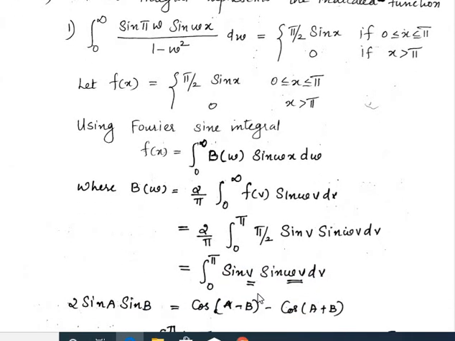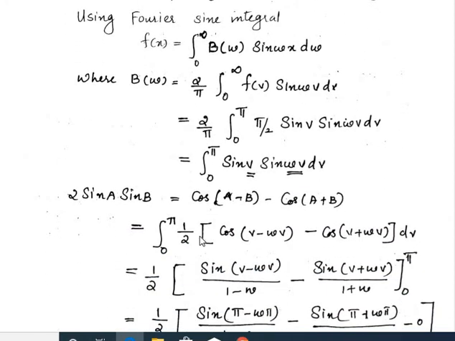And we cannot integrate like this. First we have to convert this to the sum form. We know that 2 sin a sin b is cos of a minus b minus cos of a plus b. Here a is v and b is omega v. So this becomes integral 0 to pi, half of cos of v minus omega v minus cos of v plus omega v dv. There is no 2 term, so we write dividing by 2, that is, half.